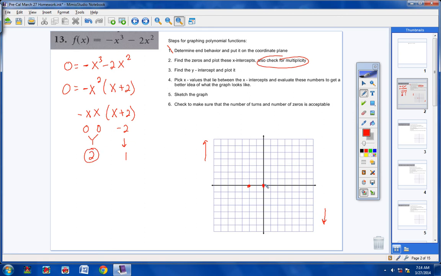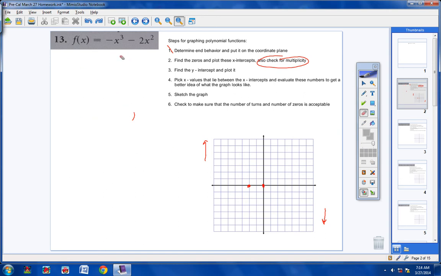So this x-intercept right here is going to be a tangent intercept. That means the graph's going to come down and hit and go back up. Or if it's down here, it's going to hit and then go back up. Okay? So don't forget that 0 is going to be one of your special x-intercepts.